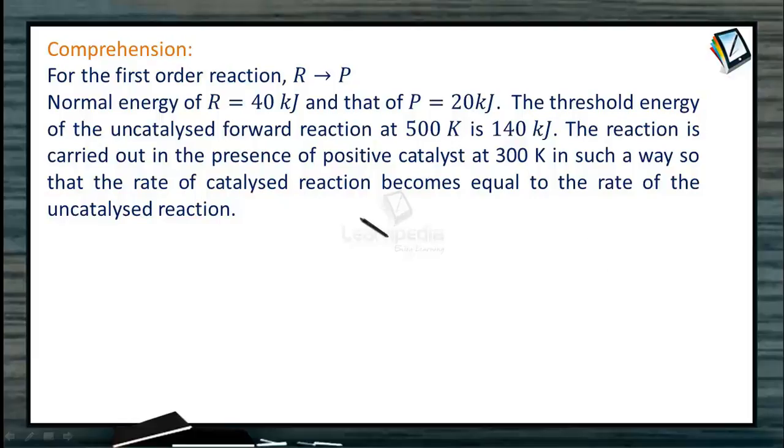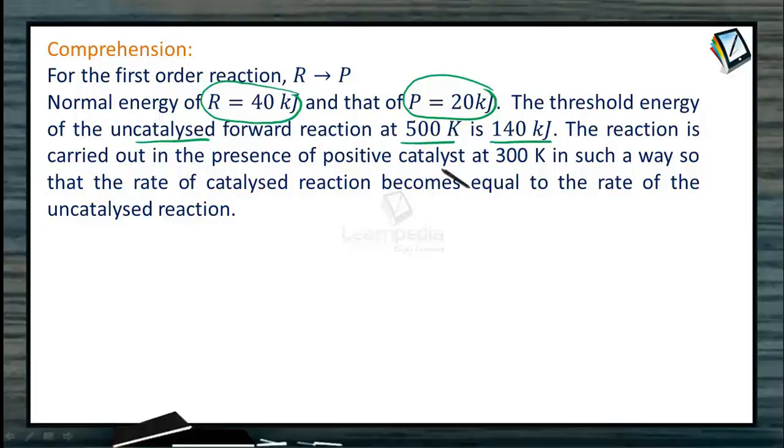This is the comprehension related to chemical kinetics. When you read this comprehension carefully, you can clearly understand that 40 kilojoules is the normal energy of the reactants and 20 kilojoules is the normal energy of the products. And the uncatalyzed reaction is carried out at 500 Kelvin, whose threshold energy is 140 kilojoules.